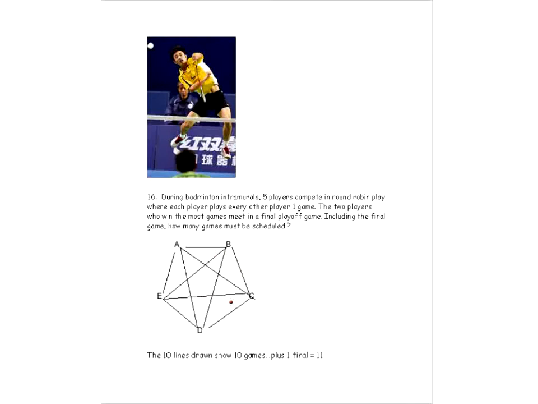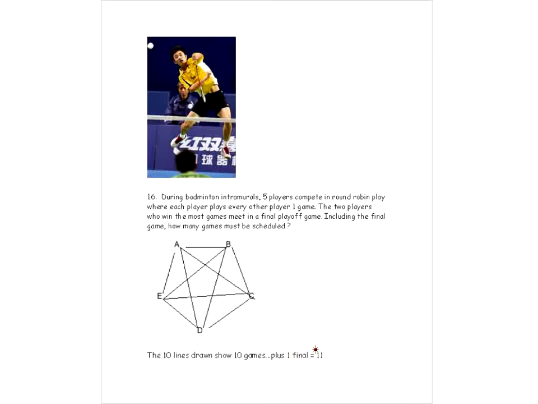When you do that, it happens to make a star, right? And so anyways, all you need to do to find out how many games are going to be played in all is count up all these lines. That's going to be the total number of games. And then we have one playoff game at the end. So that's one extra game. If you count up all these lines, there should be 10 plus one final game. That would be 11 games.